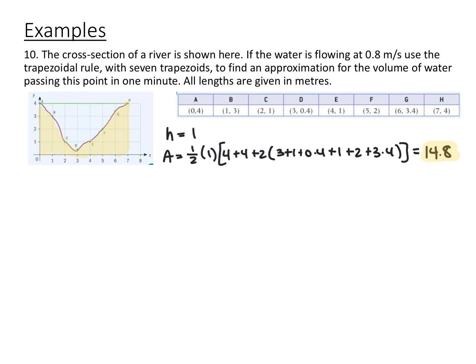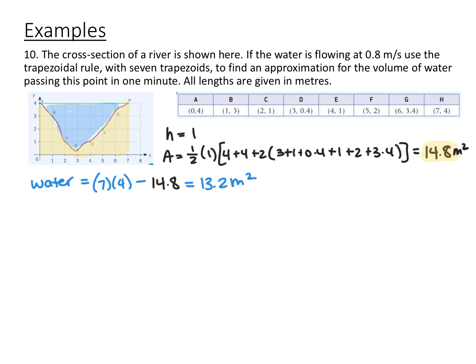So in context of the problem, the area under the curve is what I've highlighted here in yellow, which really isn't the water, it's actually the ground underneath the river. And we want to know the volume of the river. So now we need to figure out, if 14.8 is the area of the ground, what would the area of the water be? Go ahead and pause the video and see if you can figure out what the area of the water is.